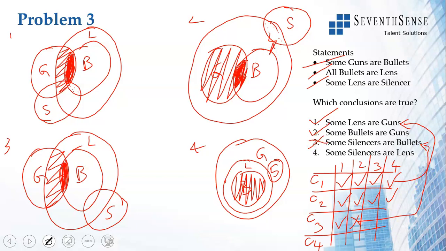Some silencers are lens. This entire area, right? This entire area, some silencers are lens. It is true in diagram 1 and 2. Diagram 3 also it is true. And diagram 4, this part where it is overlapping. Hence, this is also true. All 4 diagrams it is true. So, conclusions which are true are 1, 2, and 4.